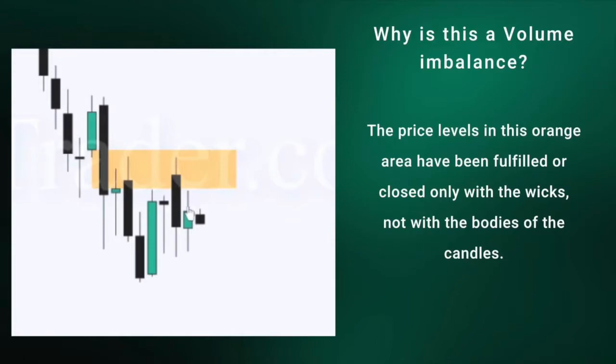So guys, let me explain it in my own words. That big bearish candle has created a fair value gap. And that fair value gap has been partially closed, but only by the wicks of the candles. The bodies of the candles haven't really touched that orange area, those price levels. And so ICT considers that a volume imbalance.